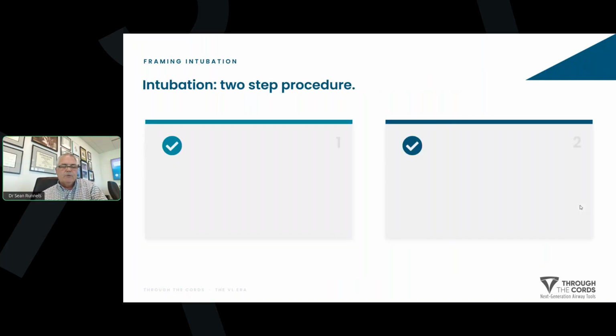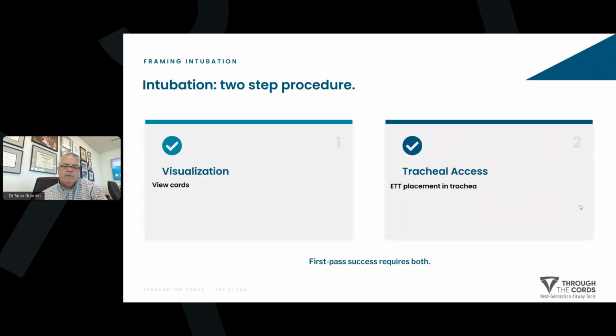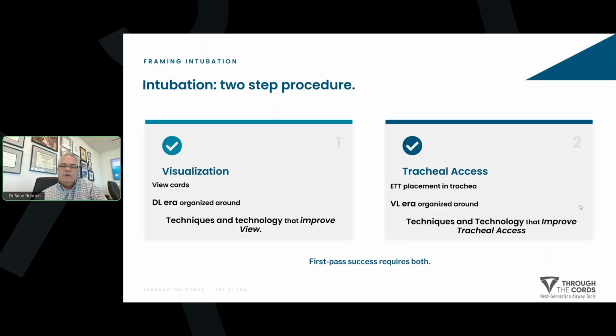So intubation is, of course, always a two-step procedure. We need to be able to visualize or view the cords, and then we need to be able to place the endotracheal tube, tracheal access. First pass success requires both of those to take place. The DL era was organized around improving the view, so techniques and technology that improve visualization. And the tracheal access era will be organized around techniques and technology that improve tracheal access.